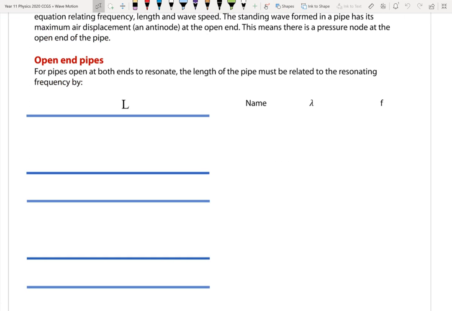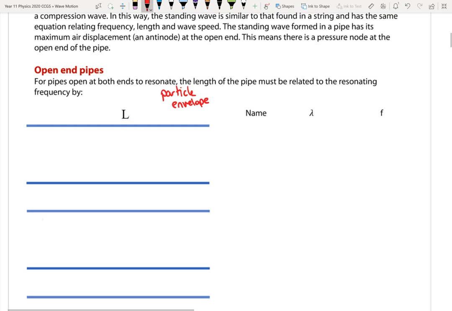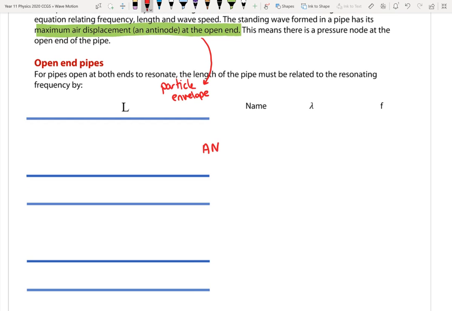Gents, please stop talking. We're going to sketch two different kinds of variations in these. You have to be able to sketch these. Could we please draw the particle envelope? I start with what the particles are doing. Now, the particle envelope says that we have maximum air displacement at the open end. That is the rule for the open end of the pipe. You will have an antinode at each end.